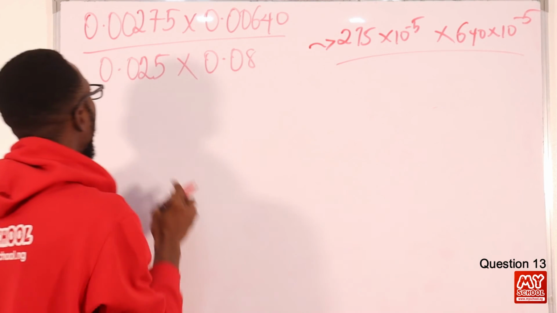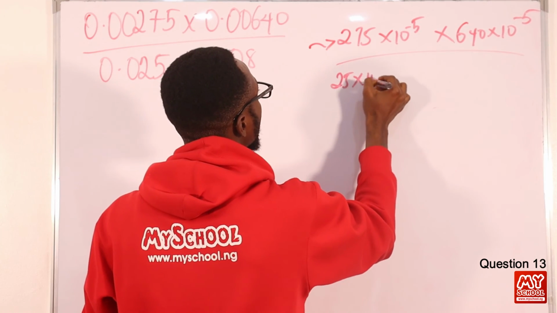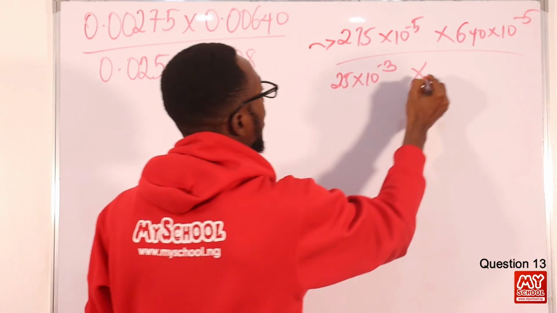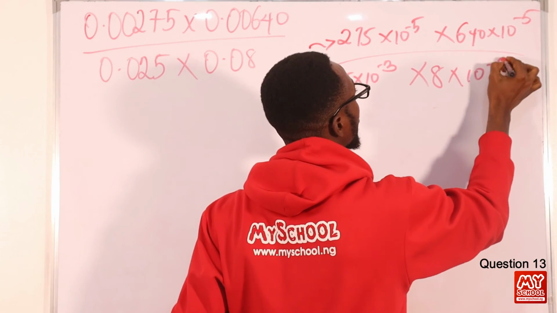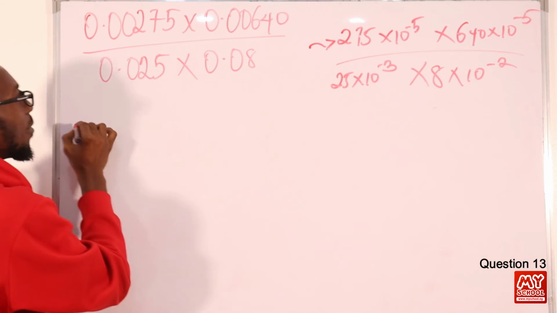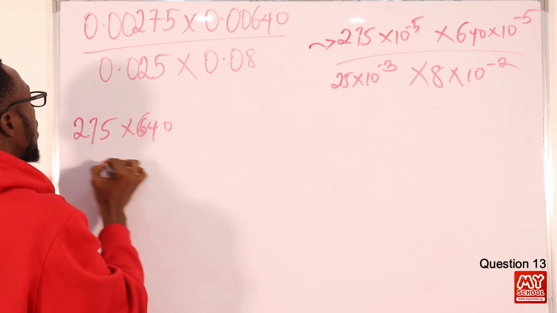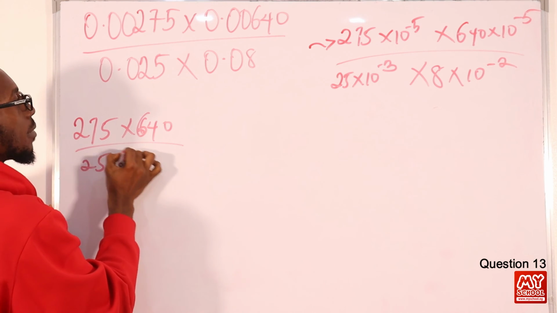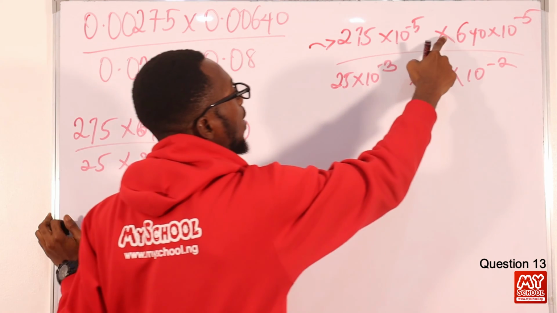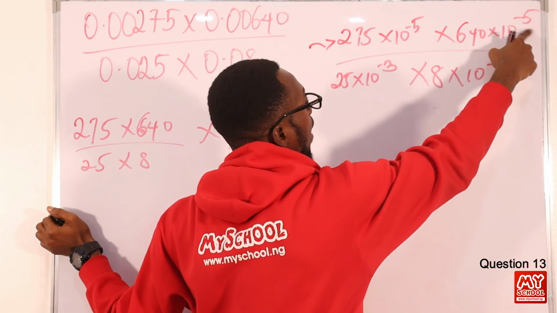Then denominator, I have 1, 2, 3. Right, I have 25 times 10 raised to power minus 3. Multiplied by, I have here 1, 2, 8 times 10 raised to power minus 2. Pretty easy. So let me just bring together all this. So I have 275 times 640, right, over 25 times 8. Then I have here times 10 raised to power minus 5 times 10 raised to the power minus 5, this is plus.